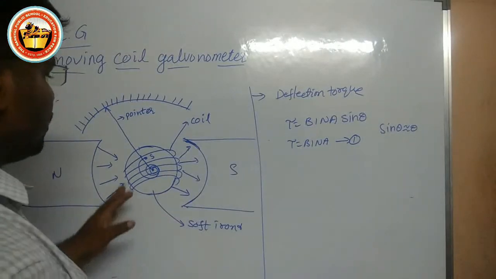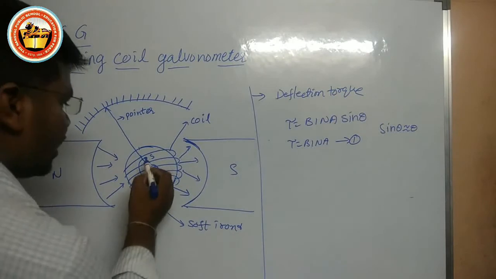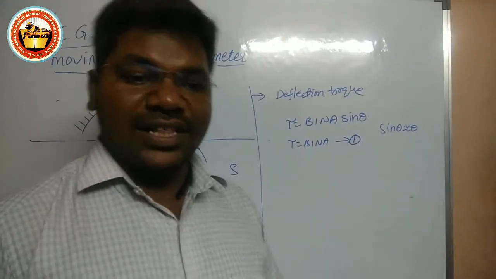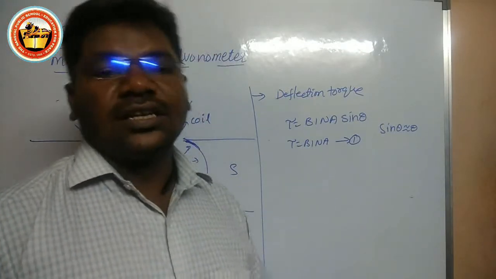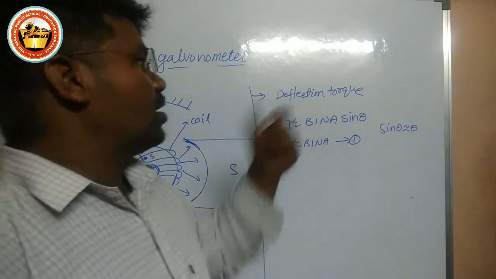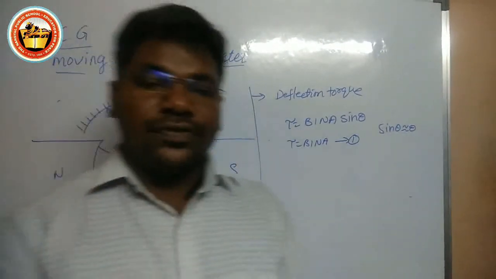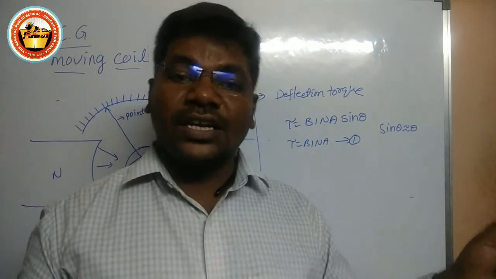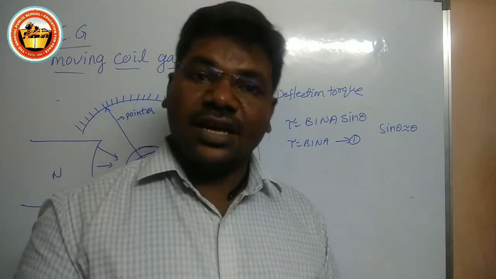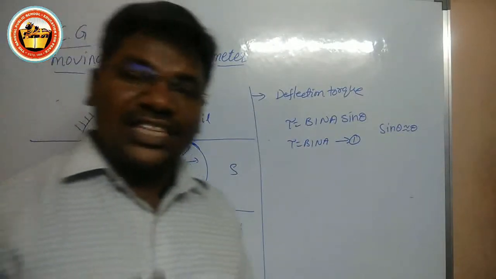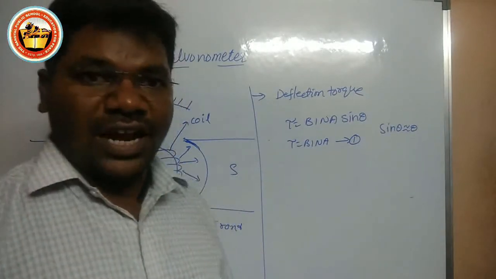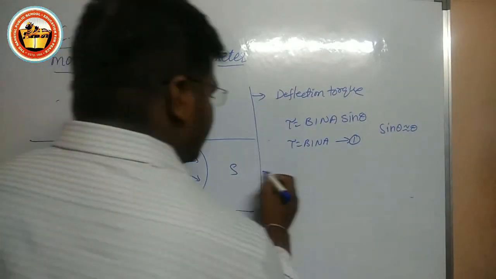When current passes through the coil, it will rotate. Here a spring is there. The spring produces some restoring torque, which acts counter to the deflection torque. Understand? If we stretch a rubber band, what happens? A restoring force acts to regain its original shape and size. Here also one spring is there. This spring causes the coil to get back to its previous position.